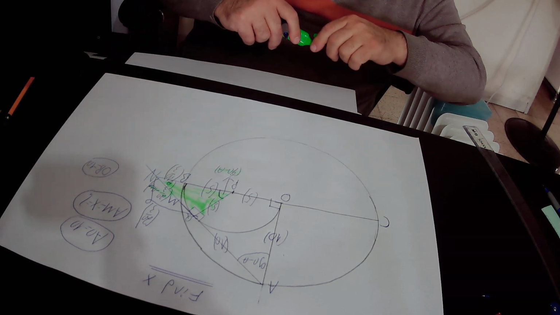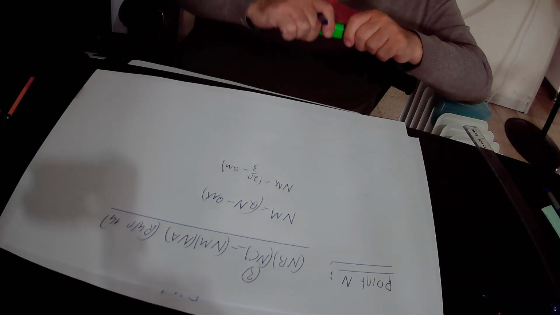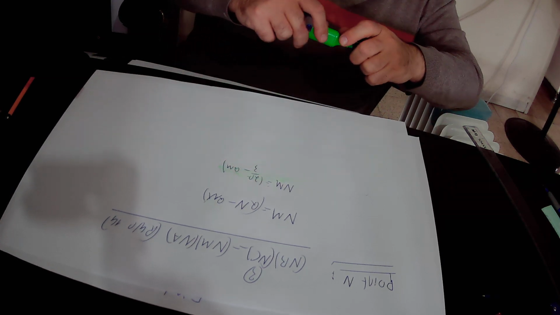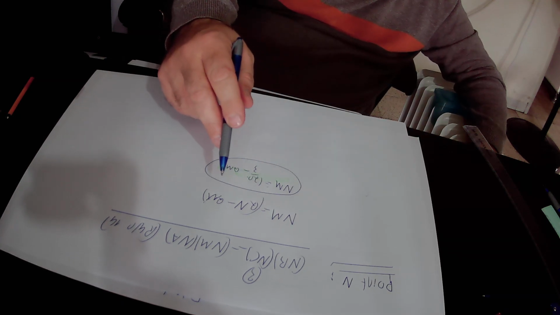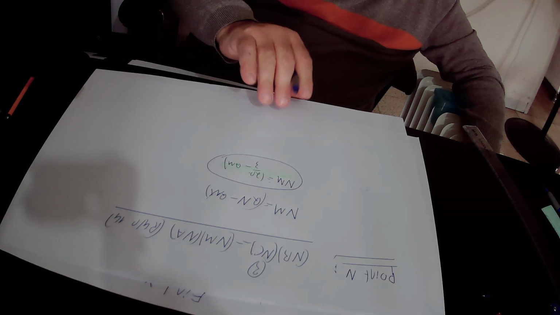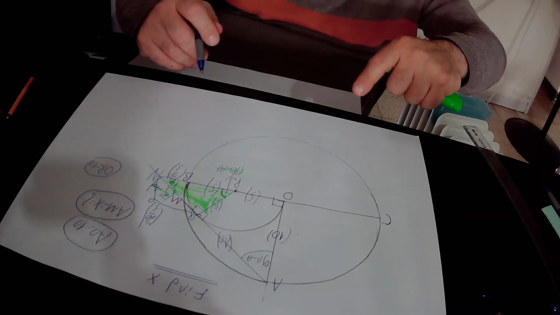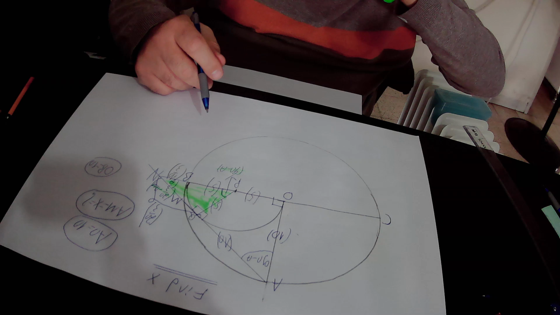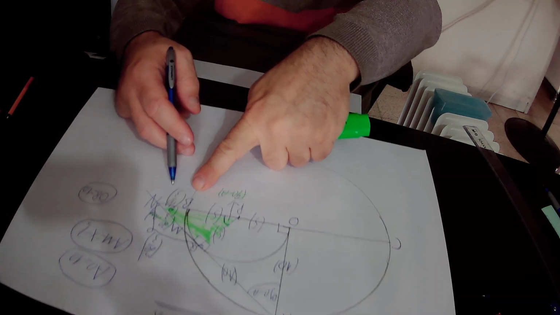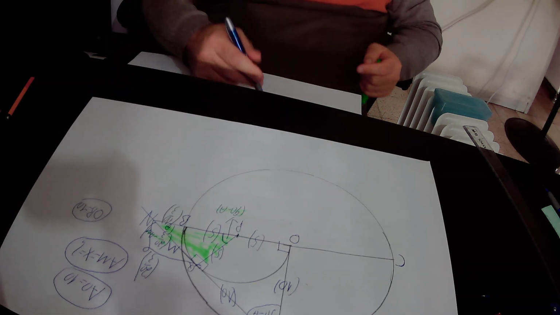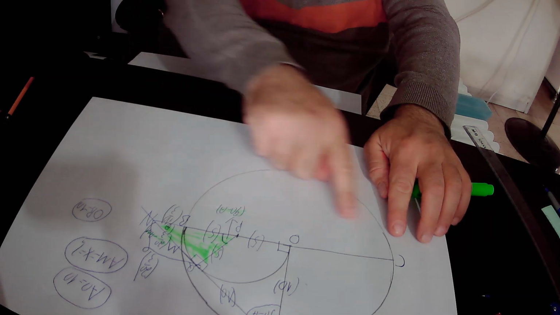Now we return to rule number 14. According to rule number 14, NB times NC equals NM times NA. So NB, what is the length of NB? NB equals 10 over 3. Repeat again, NB equals 10 over 3 times NC. NC, what is the length of NC?